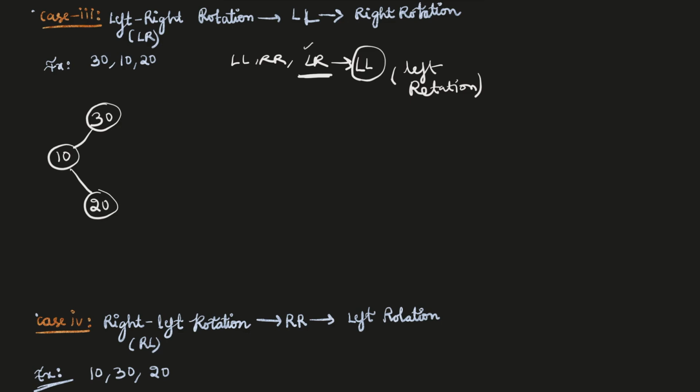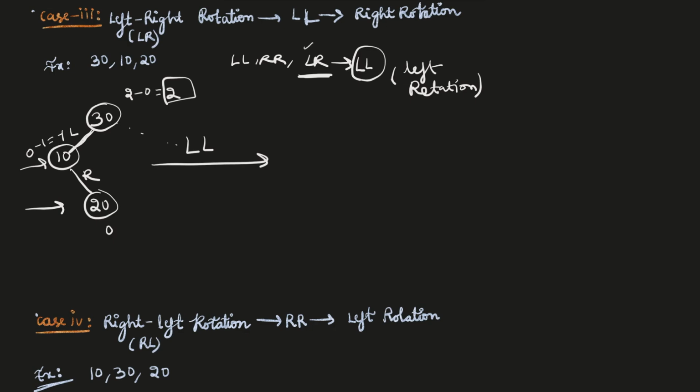Now if you check the balance factor, 20 would be 0 and coming to 10 it is 0 minus 1, so that is minus 1. Coming to 30, on the left side it is having two levels. This is the first level, this is the second level, but on the right side of 30 there is nothing, so it is 2 minus 0, that is equal to 2. Since it is a positive number, we know that the problem is at the left side, so it is L and R. To solve LR, we first need to convert it into LL.